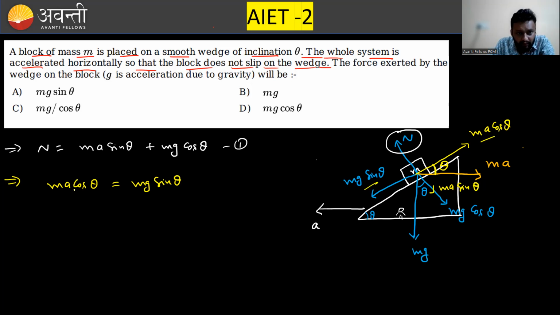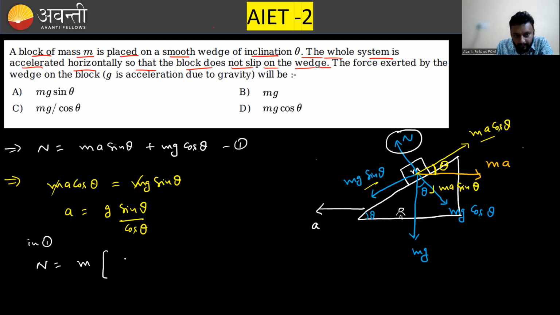So from here you can calculate, and m can be cancelled out. A is nothing but g sin theta over cos theta. Is it clear? Am I right? A is equal to g sin theta over cos theta. Now place this value in equation 1. I am placing this value in 1. N will be m; you can take m as common.